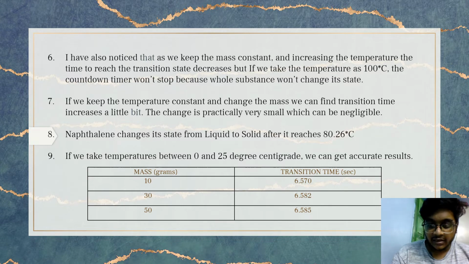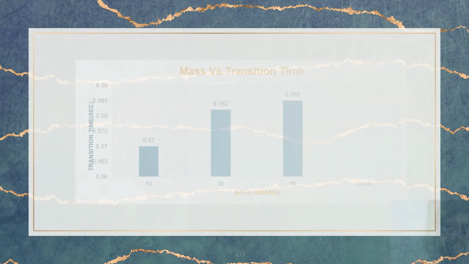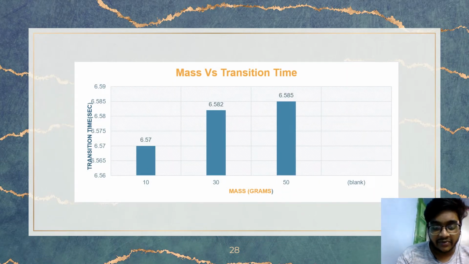Let us see a table which defines the transition time taken by a substance. For 10 grams of naphthalene, we get 6.570 seconds transition time. For 30 grams of naphthalene, we get 6.582 seconds. And by taking 50 grams of naphthalene, we get 6.585 seconds. Now let's see the tables and graphs belonging to this. See the graph between the mass and the transition time, which was defined in the last table.